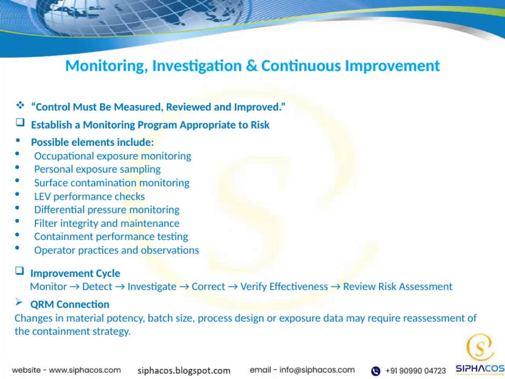Let's talk about the improvement cycle, a continuous loop that keeps safety and quality on track. We start by monitoring, then detecting any issues, investigating the root causes, correcting them, and verifying that those corrections work. Finally, we review the risk assessment to see if anything's changed. When factors like material potency or process design shift, we need to reassess containment strategies. That's why monitoring and investigation are crucial. Control must be measured, reviewed, and improved. This means setting up a monitoring program that fits the risks, including exposure checks, equipment performance, and operator practices.